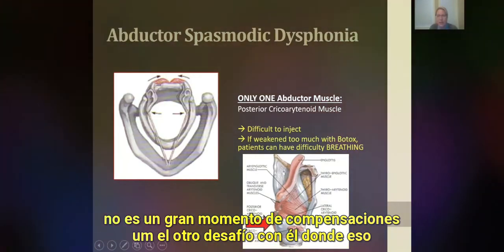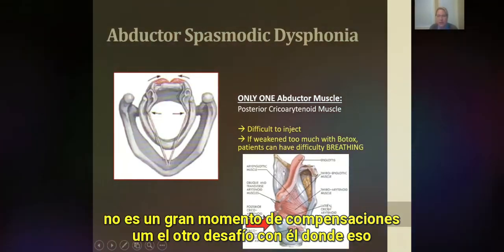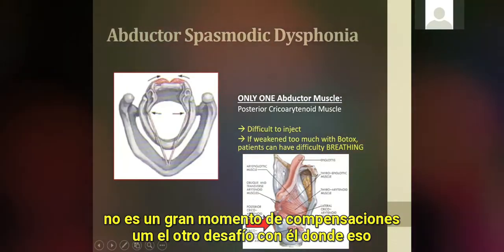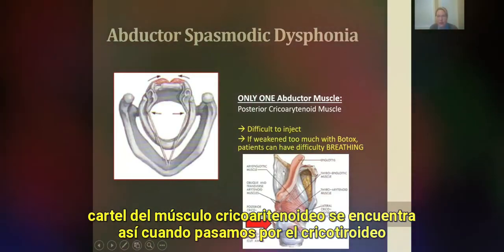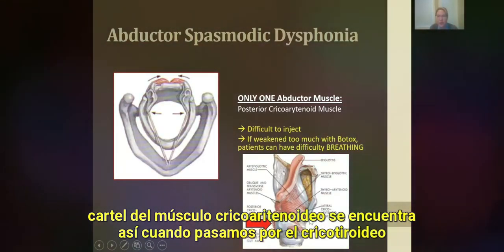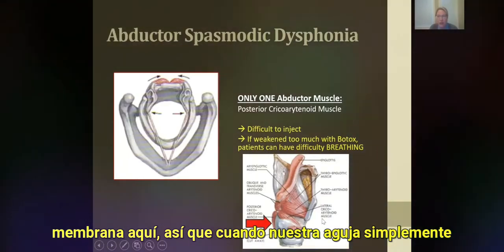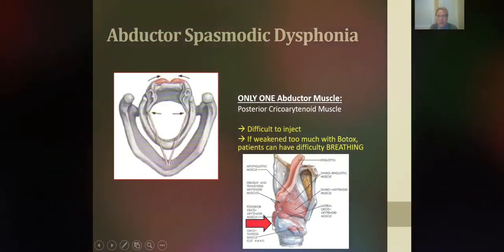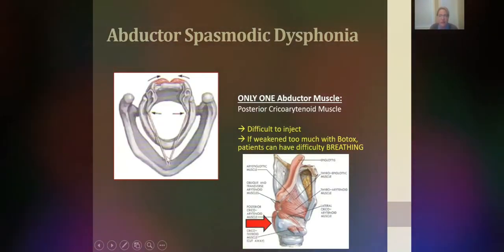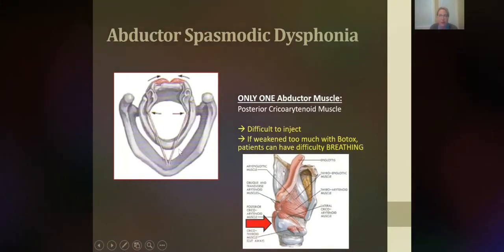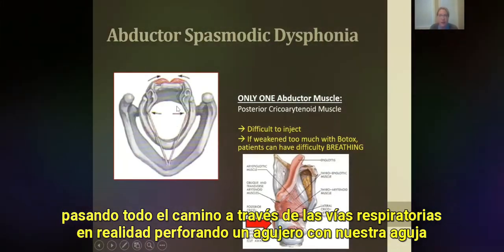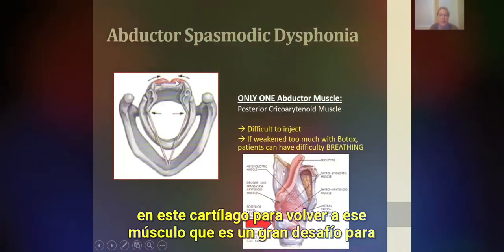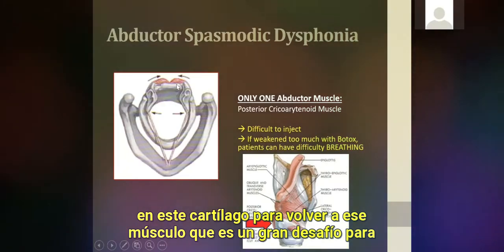The other challenge with it is where it's located. If you look, if this is the front of the patient's head, and this is the back of the patient's head, this is where that posterior cricoarytenoid muscle is located. So when we go through the cricothyroid membrane here, when our needle goes through, we have to bore a hole in the cartilage to get to this posterior cricoarytenoid muscle. So if we're doing it from this view, we would be going through this little cricothyroid membrane here, going all the way through the airway, actually boring a hole with our needle into this cartilage to get back to that muscle. So it's a very challenging muscle to treat.